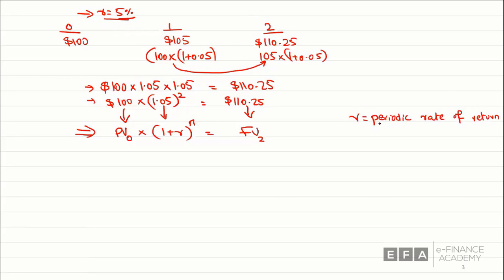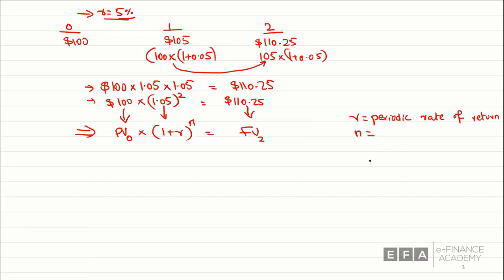So you would have to see how the periodicity is being defined in the question. Is it being defined as annual in years, or on a quarterly basis, or on a monthly basis, or on a daily basis, and so on. So you need to pay attention to that. And if the compounding is on a quarterly basis, then the R should be quarterly rate of return. Or if compounding is on a monthly basis, then R will be your monthly rate of return, and so on. It could also be daily. It could also be semi-annual rate of return, depending upon the periodicity.